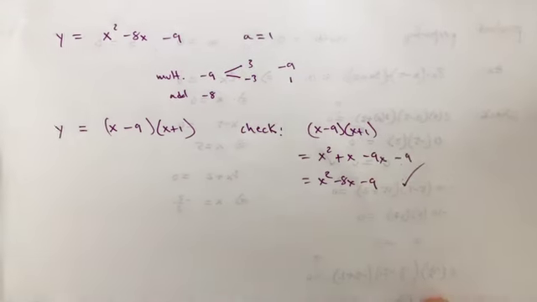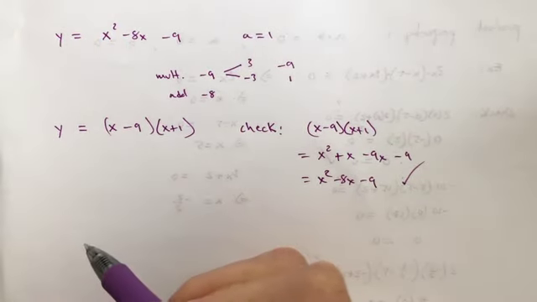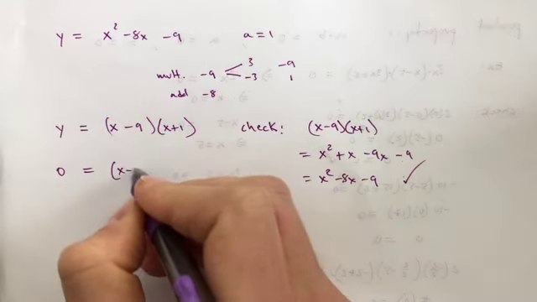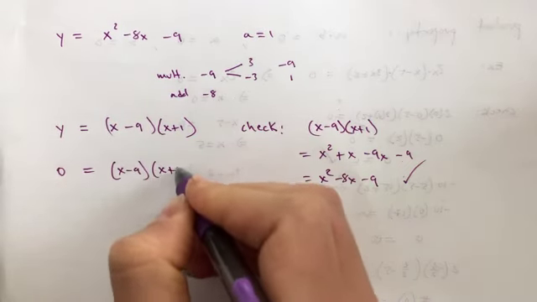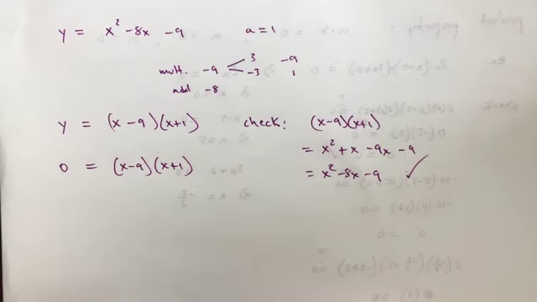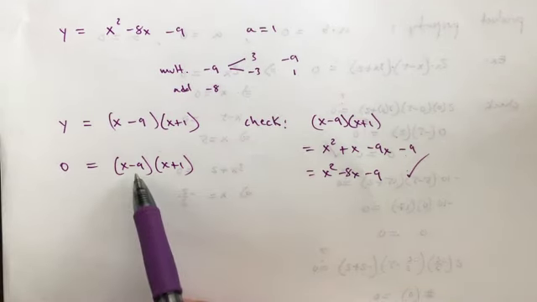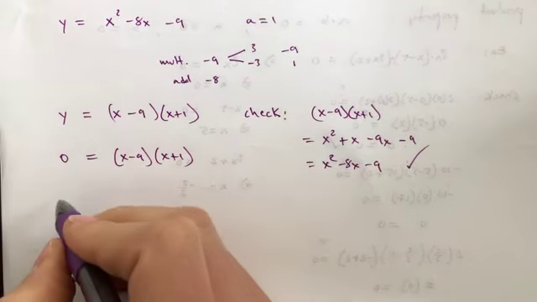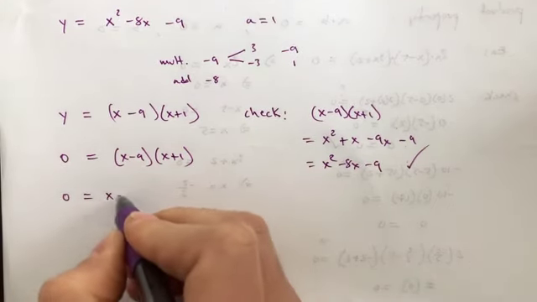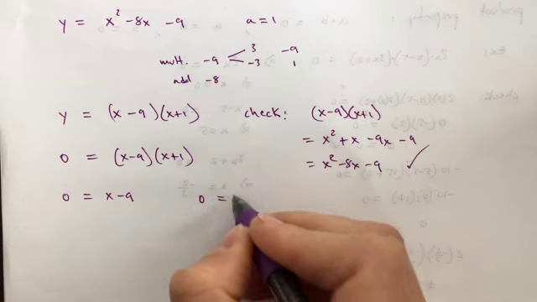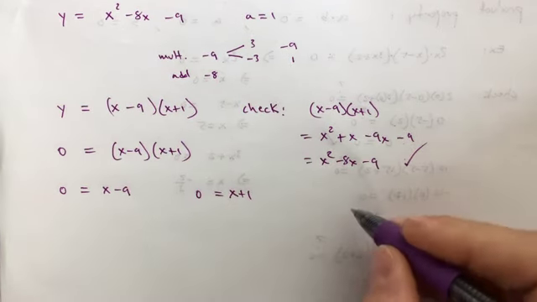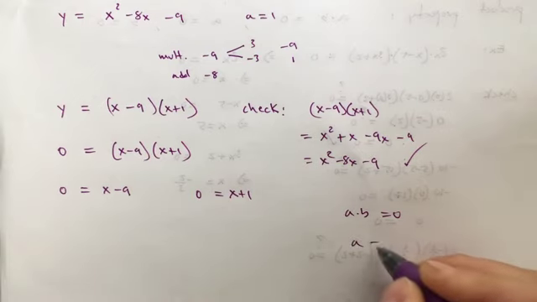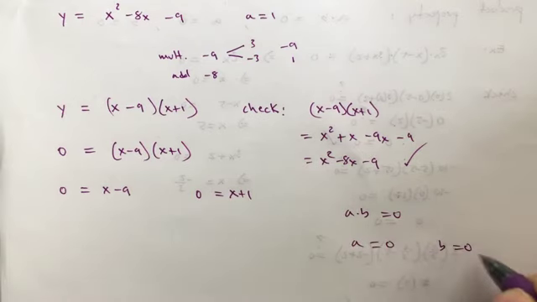So that definitely works. Now, if we want to find the x-intercepts, we want y to be 0, because that's the value of y along the x-axis. So we set y to 0, and now we say, we've got two things multiplied to be 0. That sounds like the zero product property. We can say 0 equals x minus 9, or 0 equals x plus 1. Again, don't forget that when you have two things multiplied to be 0, then either a has to be 0 or b has to be 0.